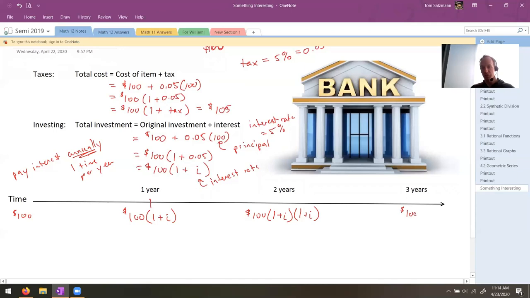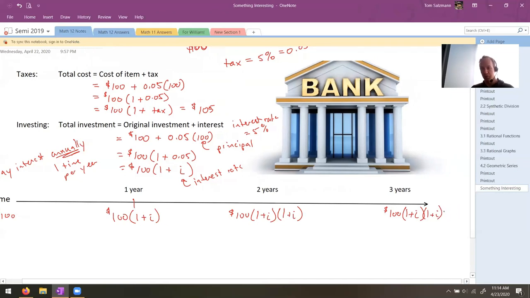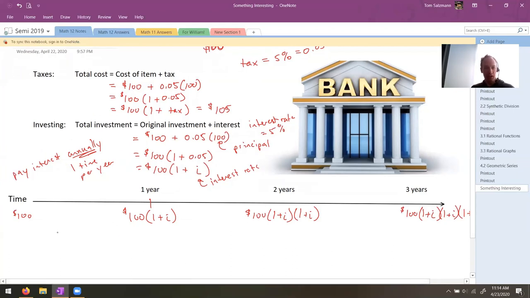And of course, you can see what's going to wind up happening here is you're going to have them multiply by this growth factor, this 1 plus I, as many times as there are years. So this is going to turn into a formula real quick. This is going to become 100 in the beginning, 1 plus I to the power of 0, which is like nothing, 100, 1 plus I to the power of 1. This is 100 times 1 plus I squared, so on. So this is what happens if you get your interest compounded annually.